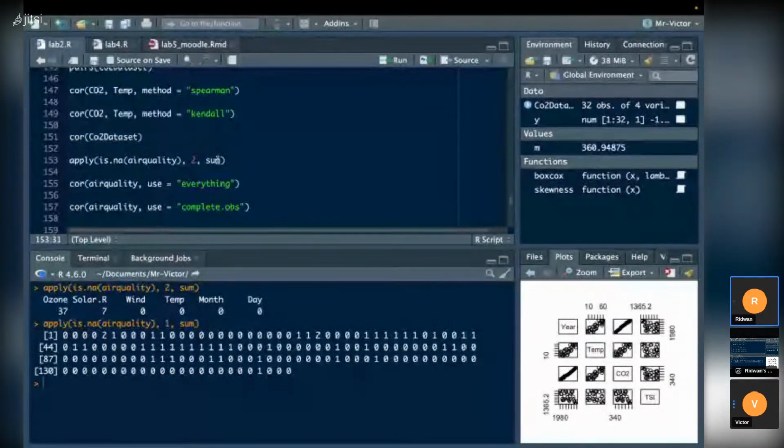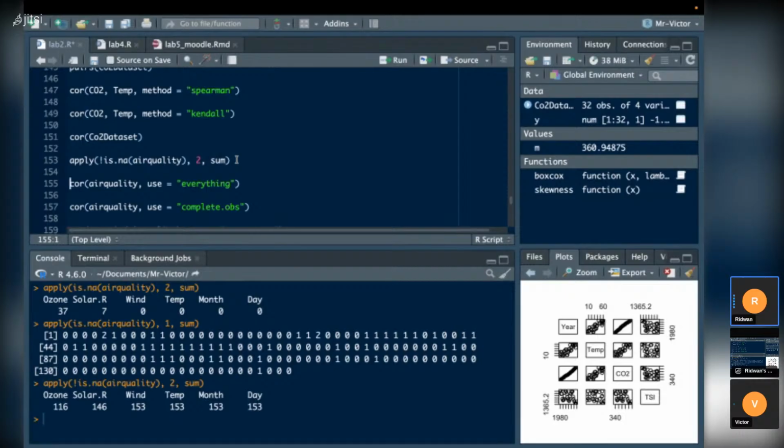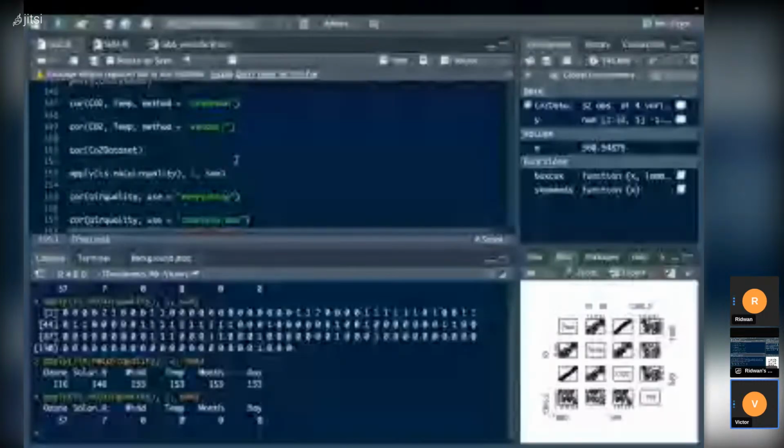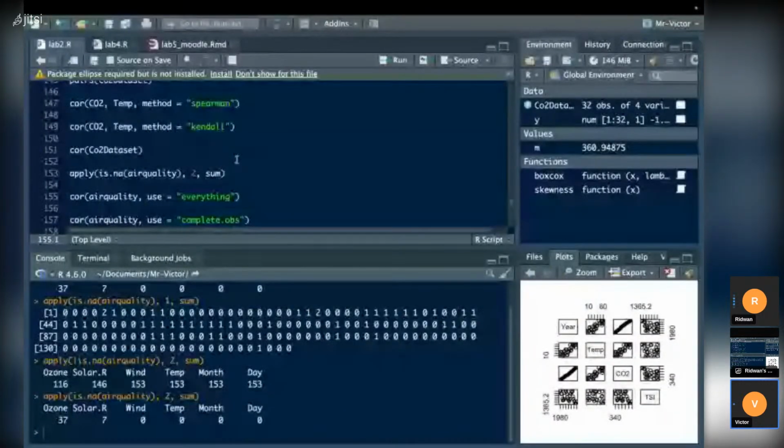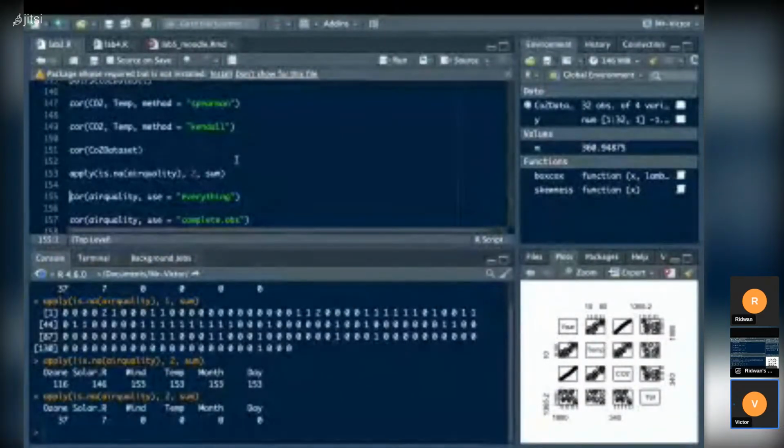So what if you want to check all the false? If you want to check all the false, you use not is.NA. That's what you use. Yes, the values are even more. The other ones are even the same because they don't have missing values. Good.